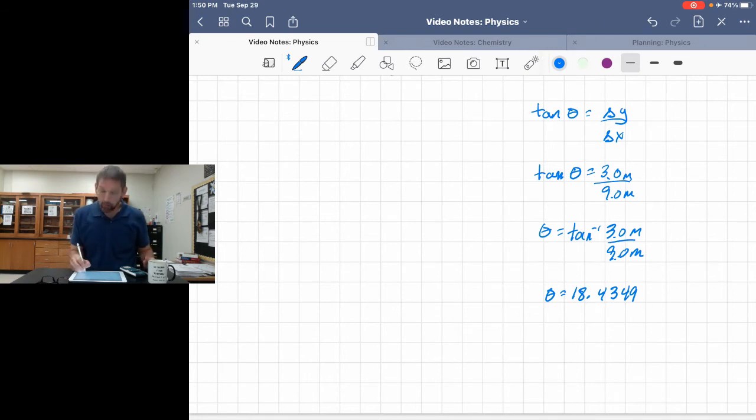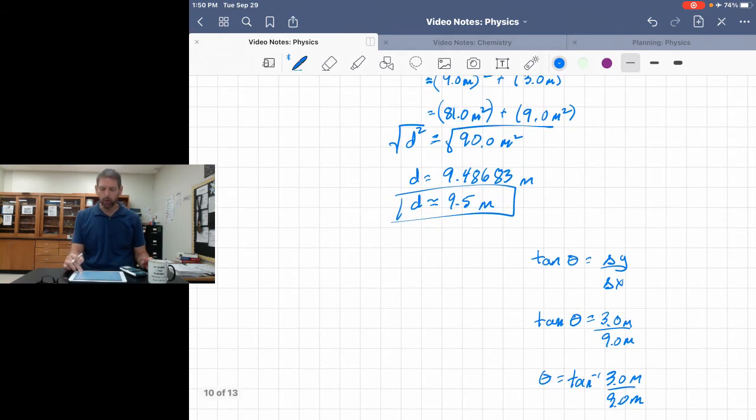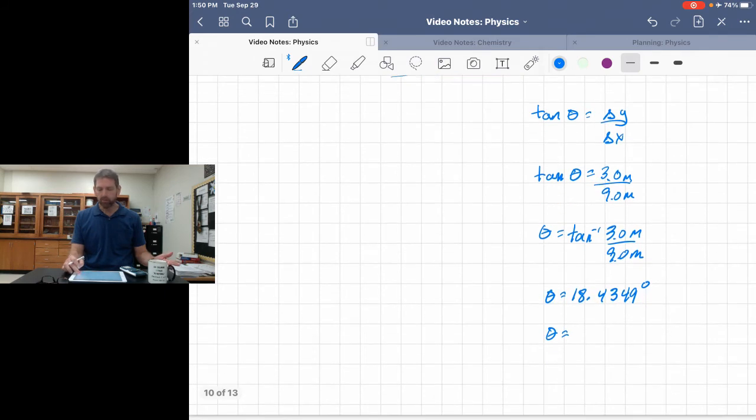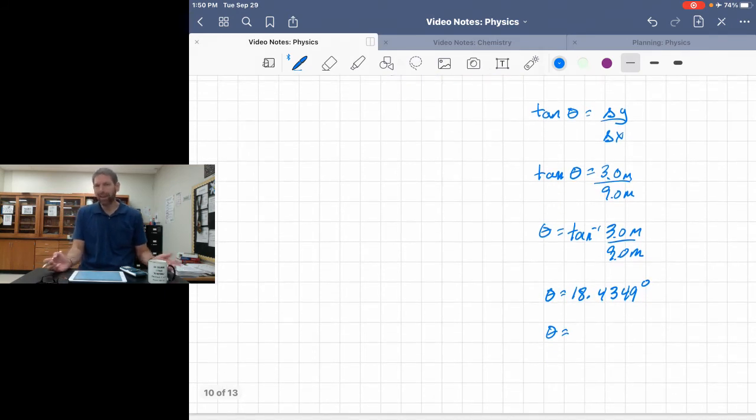All right, and then of course that's degrees. So let's resolve this down to a value consistent with what we had up here, 9.5 right here. If we just say 18, that's not as accurate as we really could be. So we should go with 18.43 degrees, which would be more accurate.